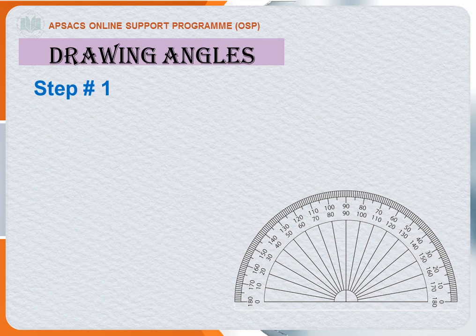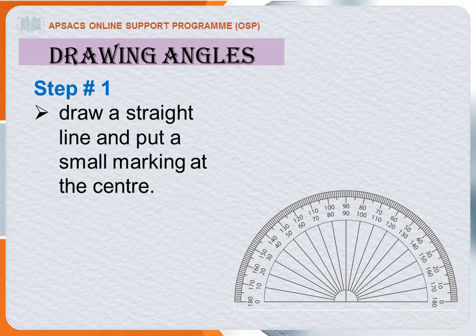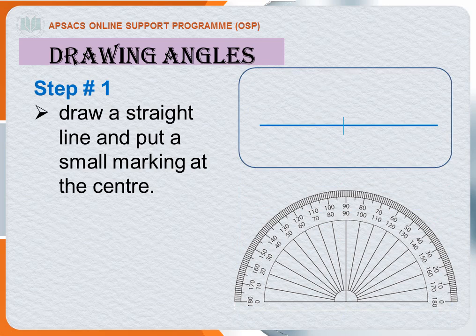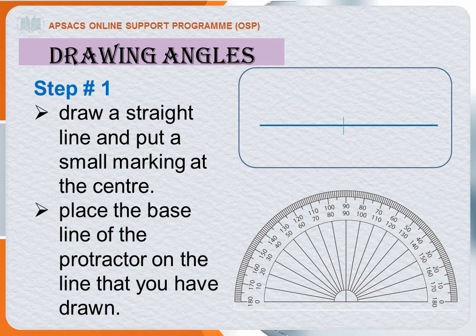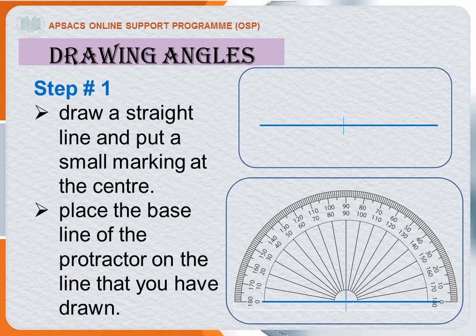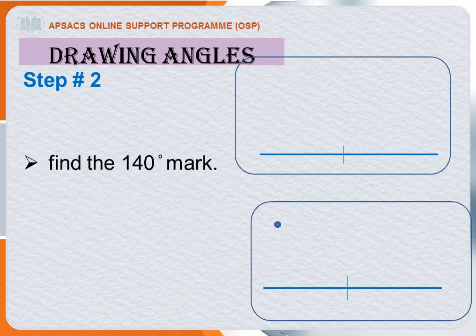First of all, we have to follow some steps for drawing angles. Step 1: draw a straight line and a small marking at the center. Look, we have to draw a line and make sure you place a small marking in the center, as you have already seen in the picture on the slide. And then place the baseline of the protractor on the line that you have drawn. Clear? Like this.